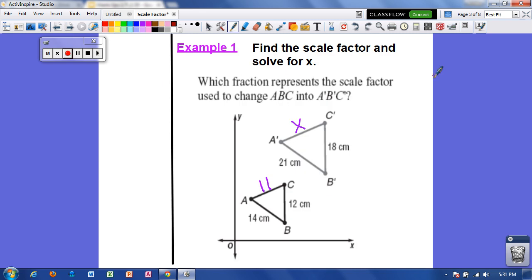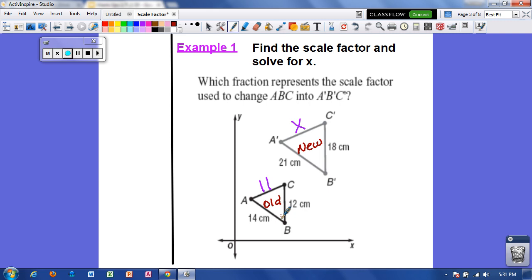Alright, let's do an example together. Example 1 says find the scale factor and solve for x. Make sure that you have filled in the number 11 here and the letter x here. Alright, so let's decide what's new and what's old. Well, we have triangle ABC and then we have triangle A'B'C'.